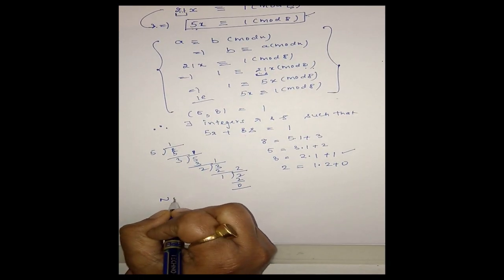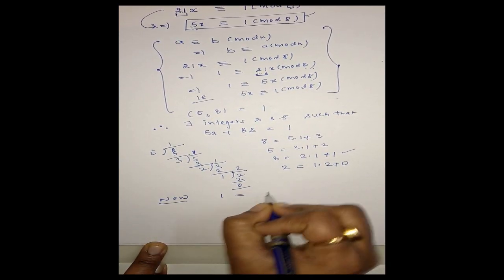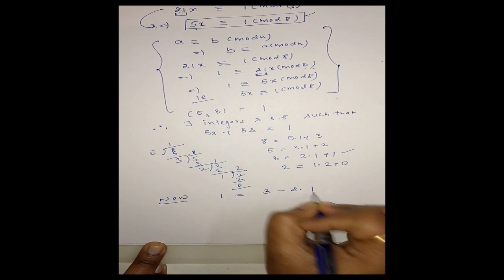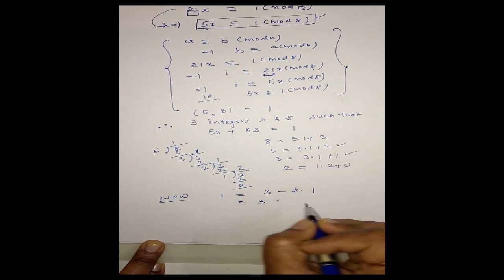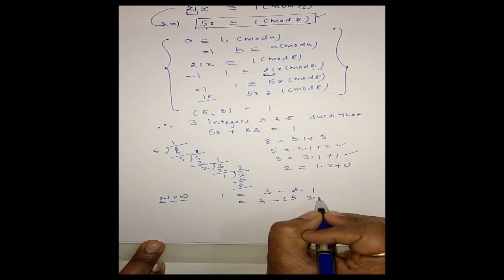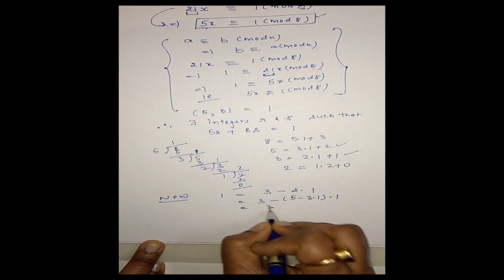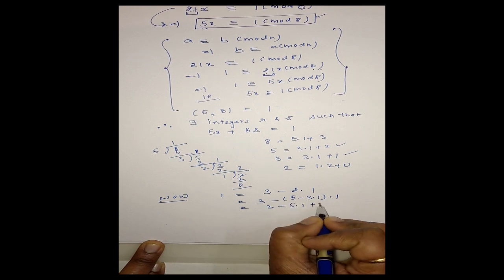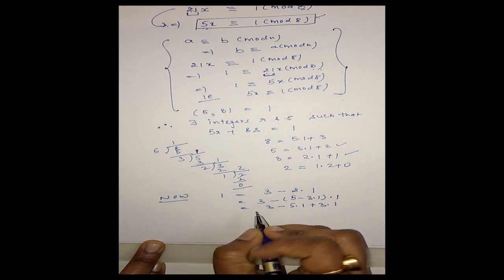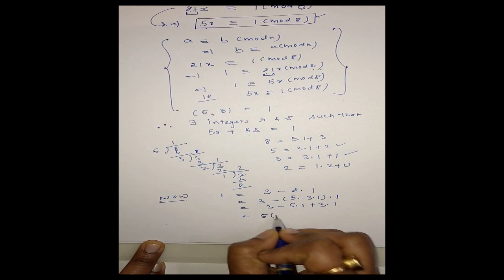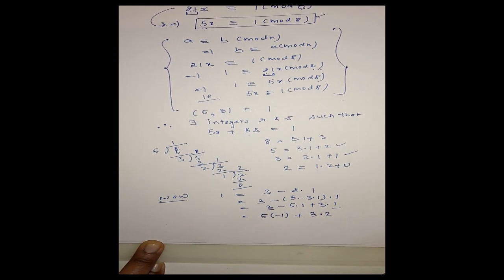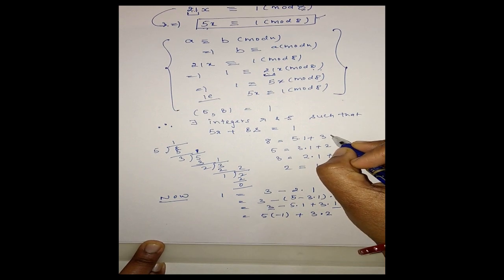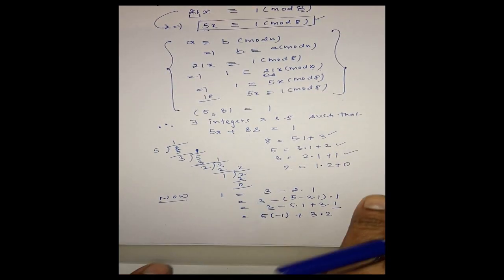Now we will start from the second last step. 1 is 3 minus 2 into 1. Now 3 minus 2 can be written from here: 5 minus 3 into 1, so that is 3 minus 5 into 1 plus 3 into 1, that is 5 into minus 1 plus 3 into 2. Okay, now we will substitute the value of 3 from here.